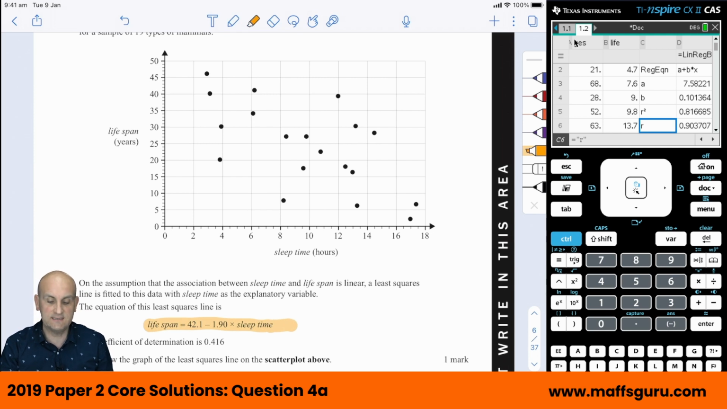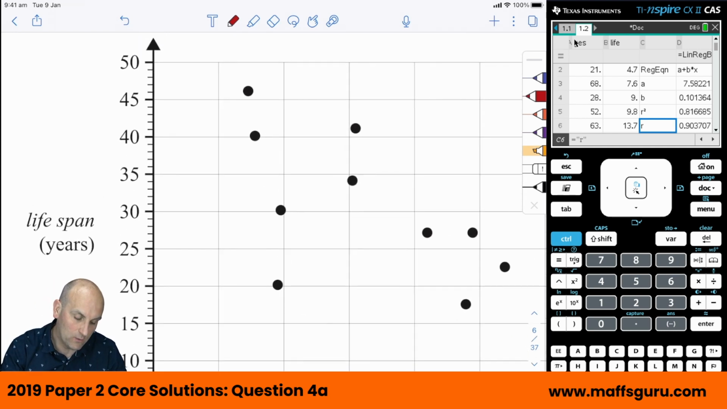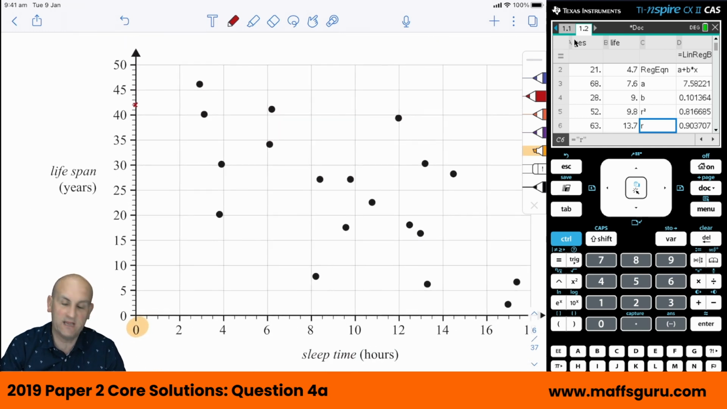Because your graph here is starting at 0, you know that this 42.1 is actually a coordinate position. So 42.1 is going to be, roughly speaking, 1, 2, 3, 4, 5, so roughly there. Now, you've got to try and be as accurate as you can. I'll just put it roughly around 45.